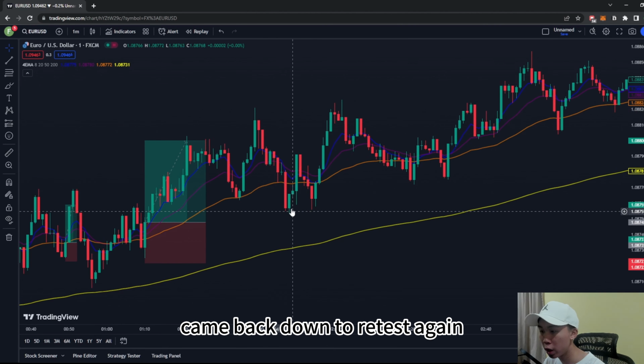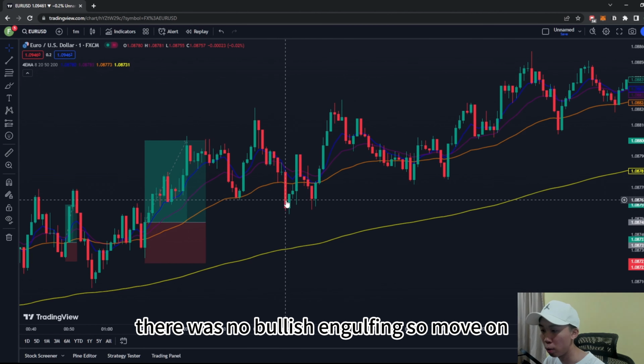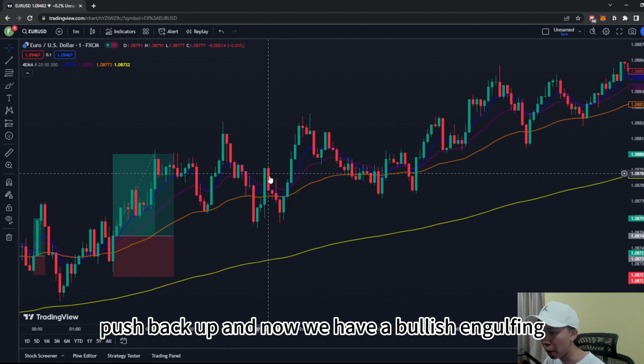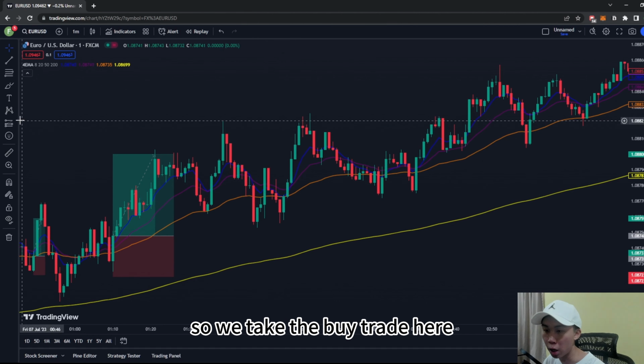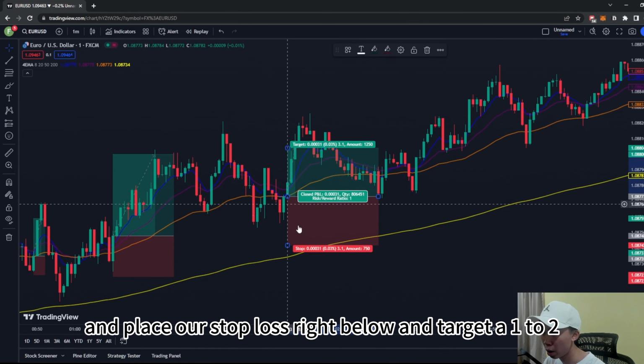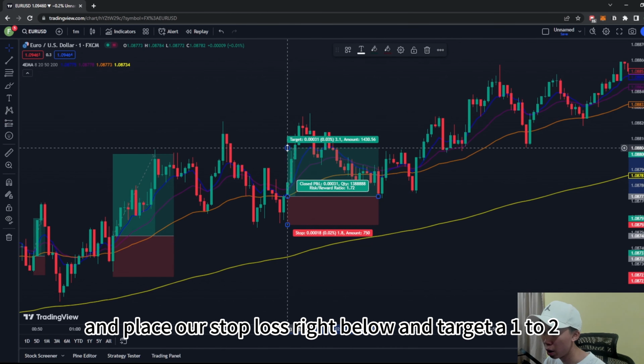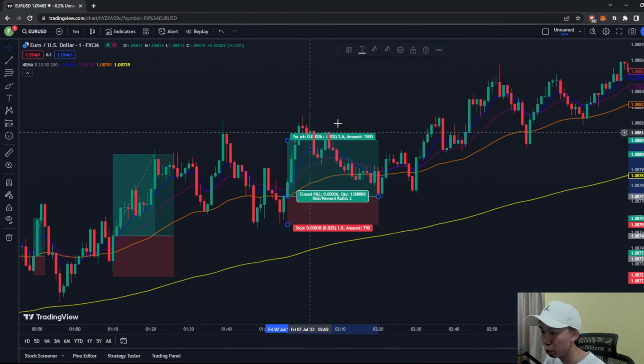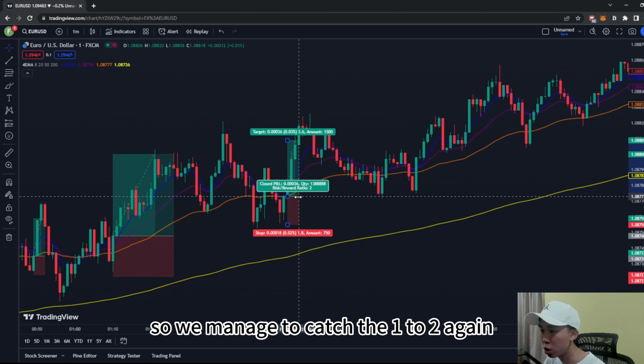Came back down to retest again, there was no bullish engulfing, so move on. Push back up, and now we have a bullish engulfing, so we take the buy trade here and place our stop loss right below and target a 1 to 2. So we managed to catch the 1 to 2 again.